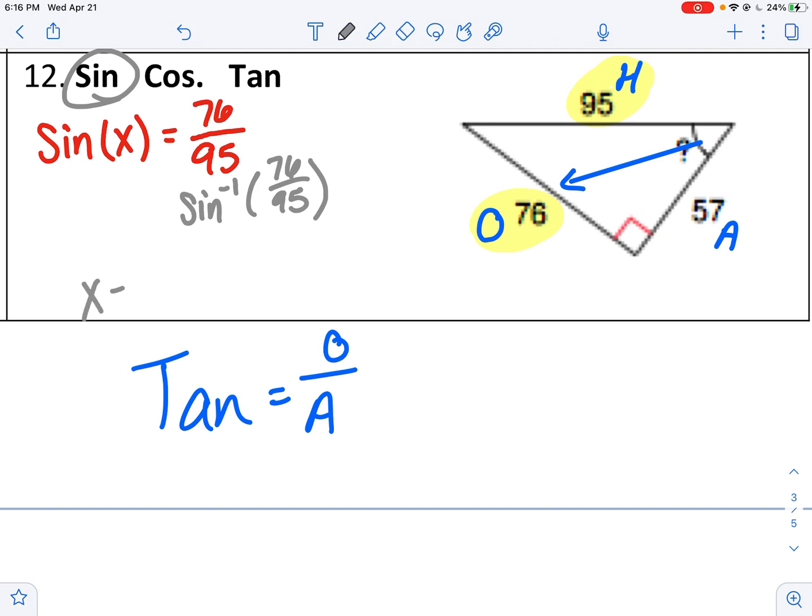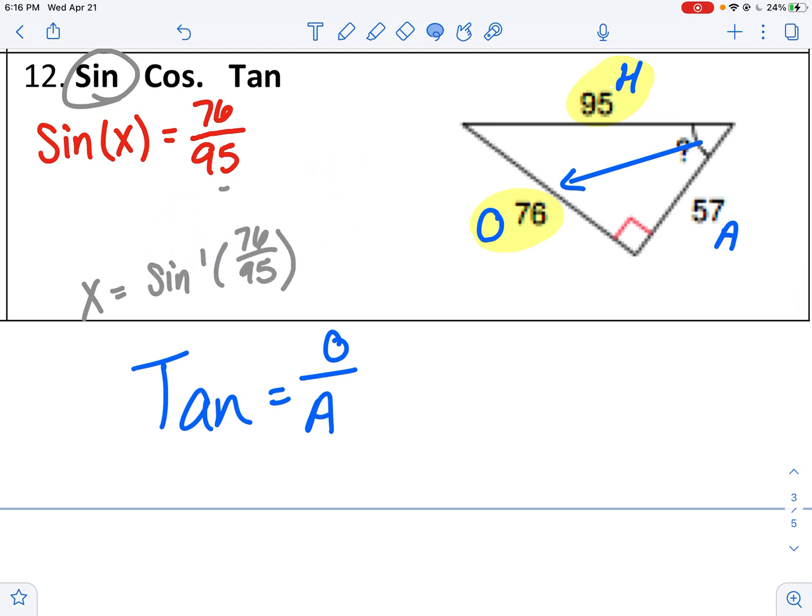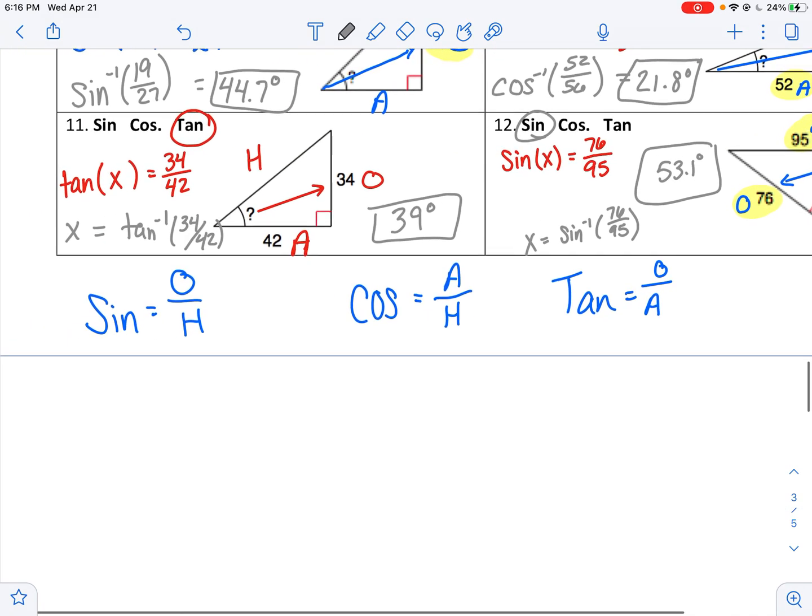So I would have x equals the sine inverse of 76 over 95, and if I type that into my calculator, then what will I get for degrees? 53.13 degrees. Or 53.1 degrees if you want to round to the tenths.